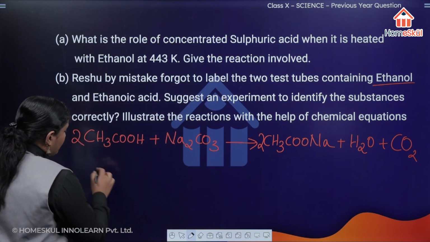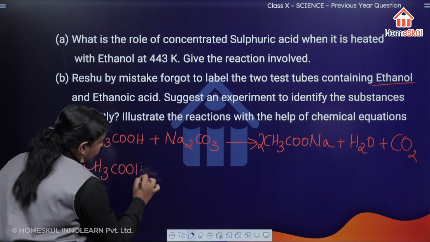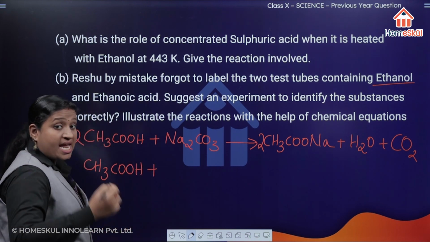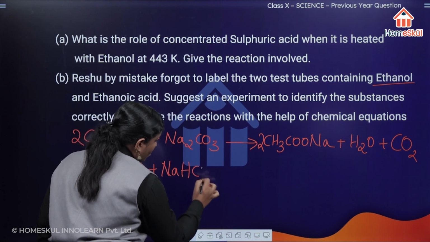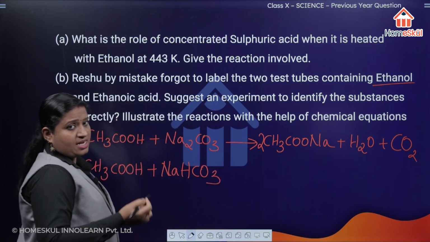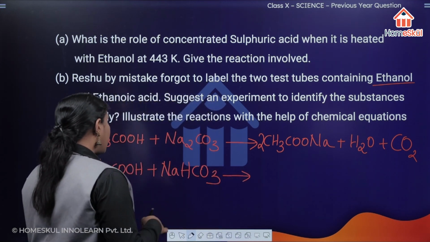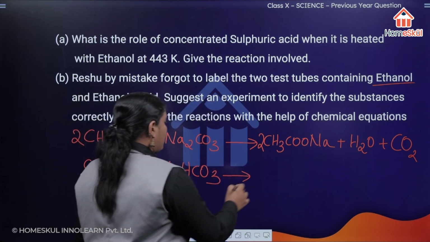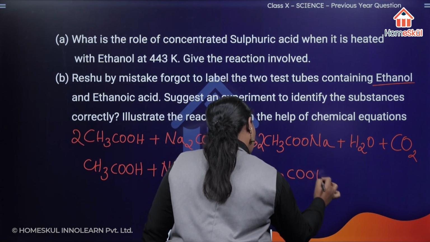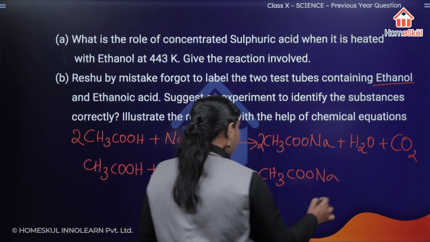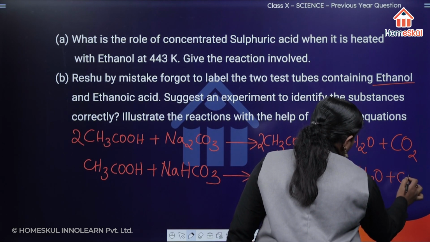Now, what happens when the same acid reacts with metal hydrogen carbonate, NaHCO3, sodium hydrogen carbonate? Let's take the example of sodium hydrogen carbonate. On reaction with this, the same products will be given out: CH3COONa plus H2O and CO2.